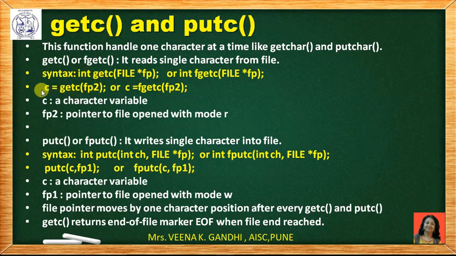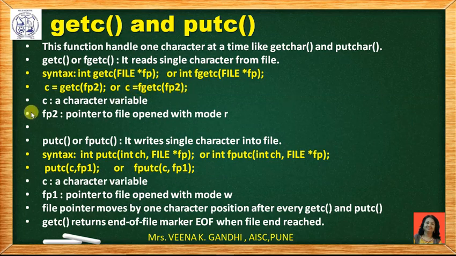So for example here, c equal to getc(fp2). Here c can be a character variable or int variable, and fp2 is a file pointer which is open with the read mode. Or you can use c equal to fgetc(fp2).